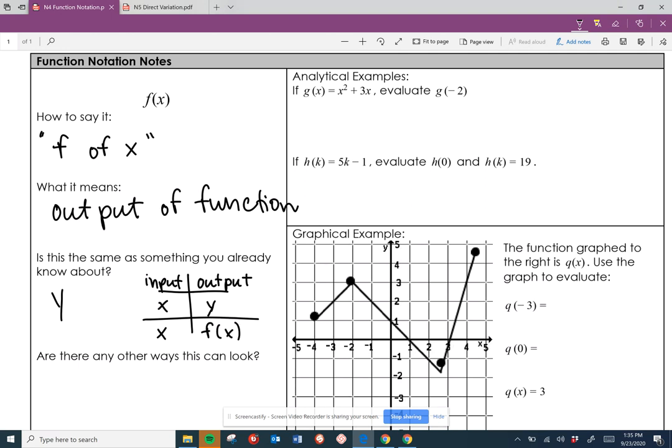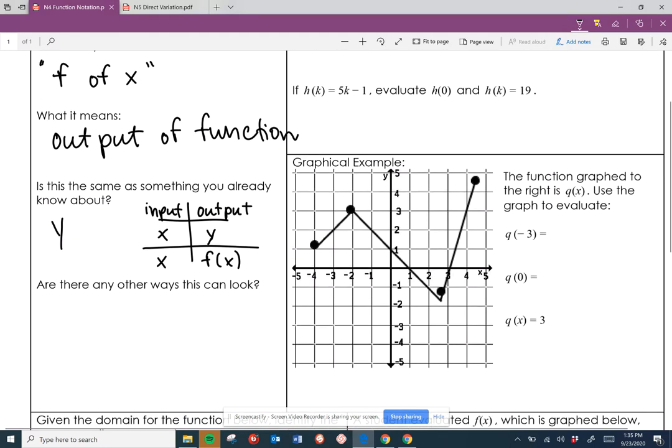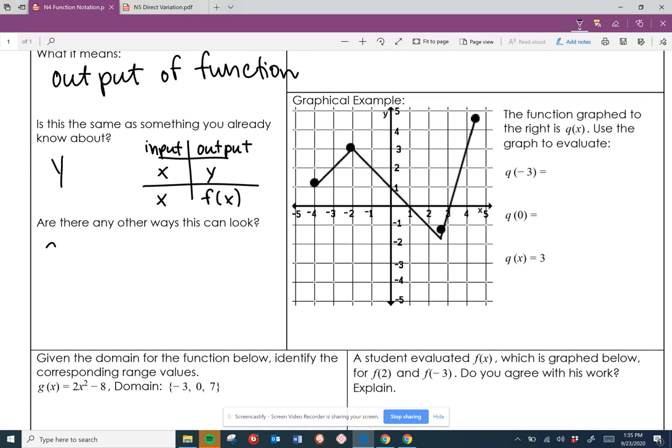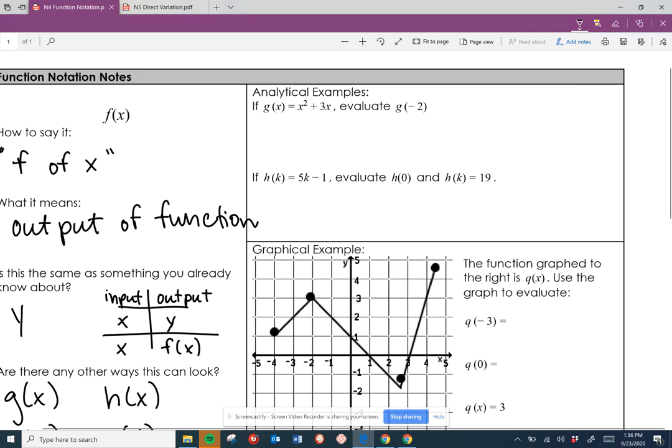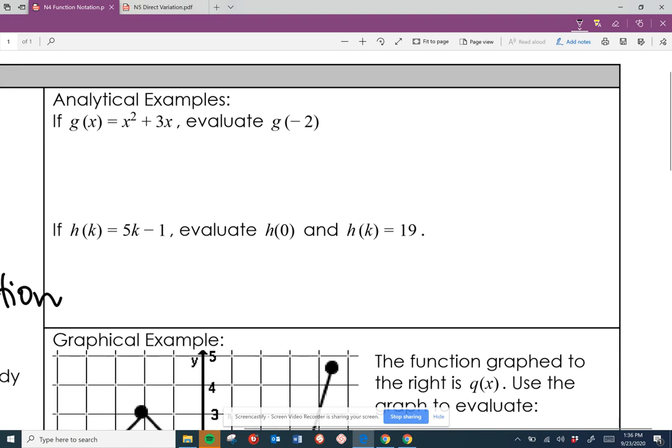Okay. Sometimes instead of being f of x, you'll see that this says g of x. It will sometimes say h of x. Sometimes it could even be like h of k or v of t. Anytime you have a letter and then one parentheses inside, it's going to be function notation. Okay. So when we use this, you can see up here the first example.